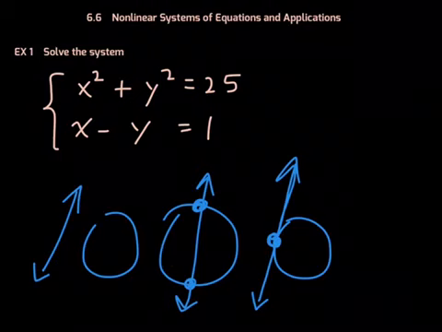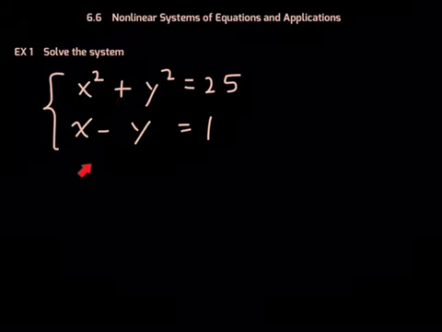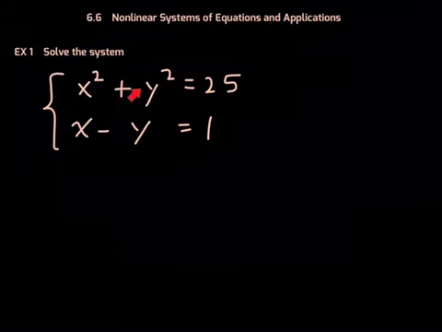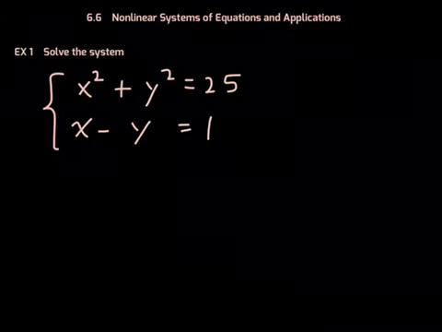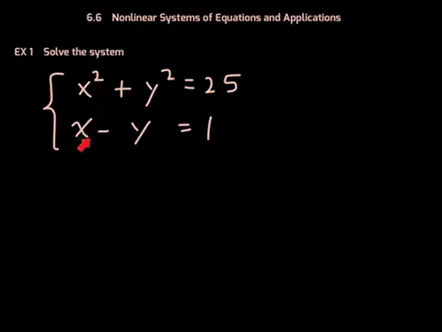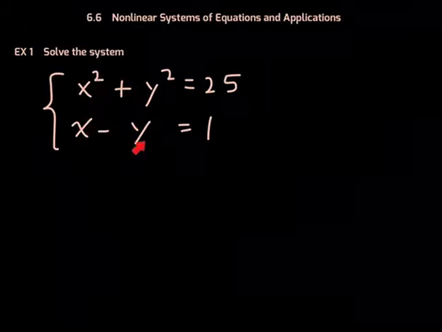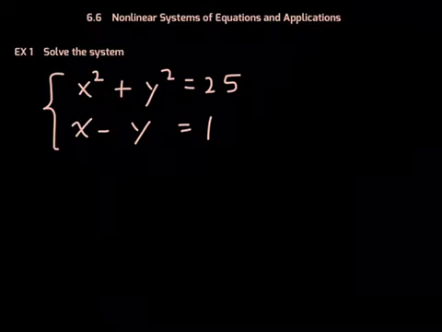What I want you to do is look at this system here, and I want you to think about what method you're going to use. I suggest that you use the substitution method. You know, this x variable is being squared, this one's not. This y variable is being squared, this one's not. So the elimination method is not going to work for us. Instead, let's use the substitution method.